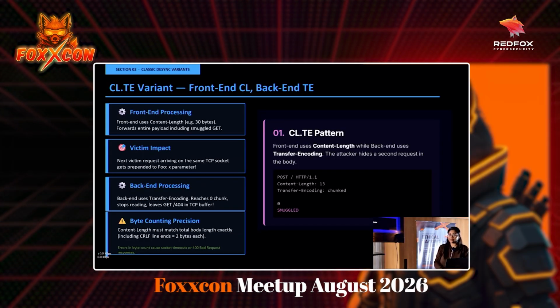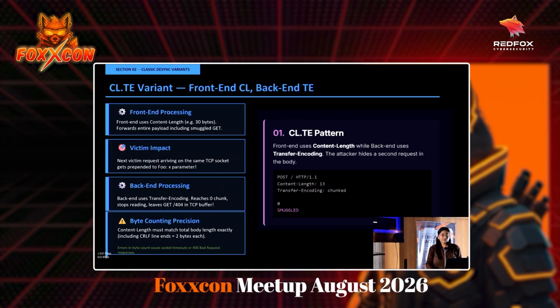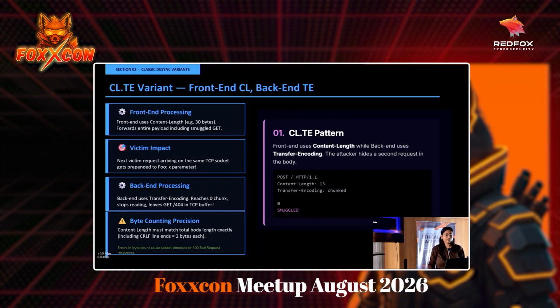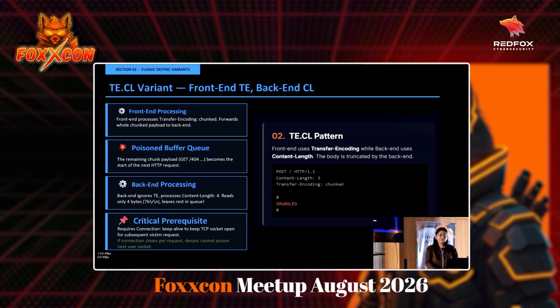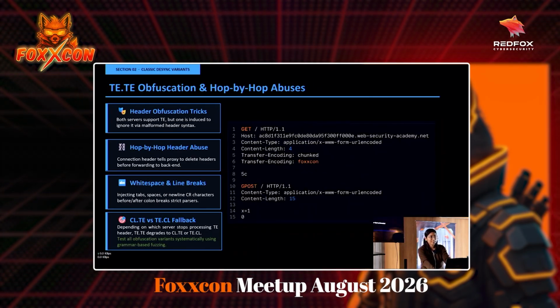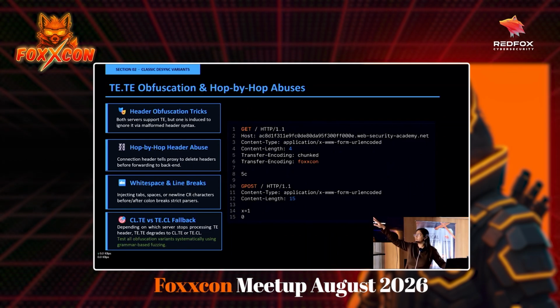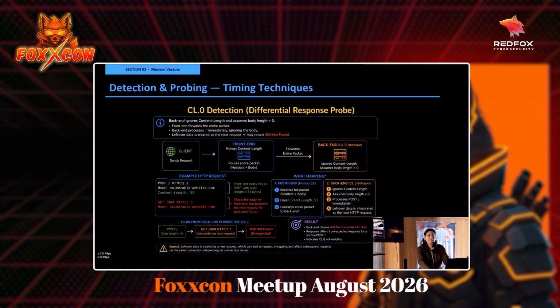So CL.TE pattern: front end CL, back end TE, TE means ended by 0, 0 came, request done, okay? And CL, content length counting will happen. Then TE.CL, then TE obfuscation. So we are trying to confuse the backend server with some random data, it will prioritize, check content length and proceed. Okay. The another one is CL0 detection.